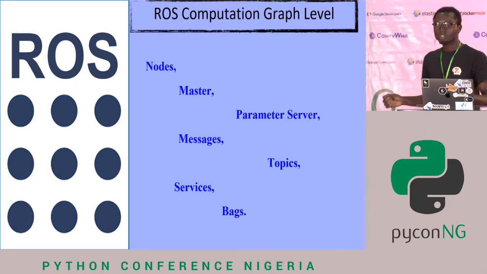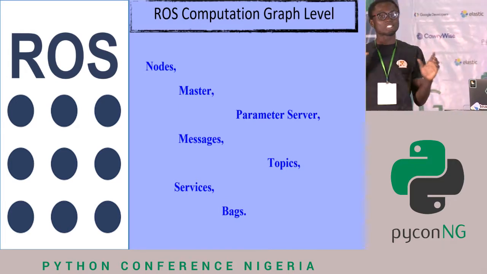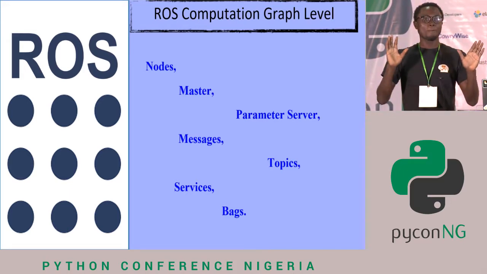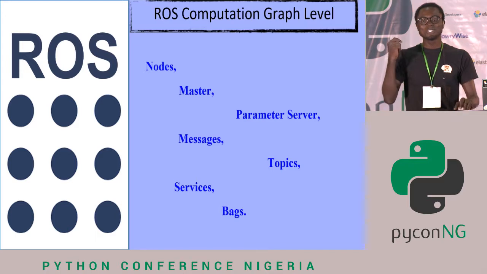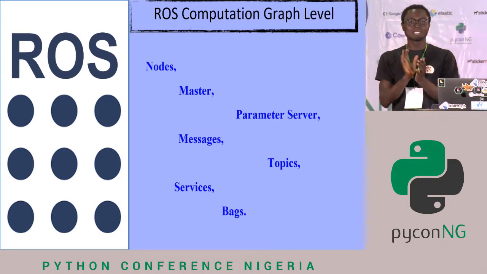So let's move on to the ROS computational graph level. This is where people usually get it wrong, because if you don't understand these particular terms, then you will not get the whole idea of ROS. So let me quickly demystify it for you.